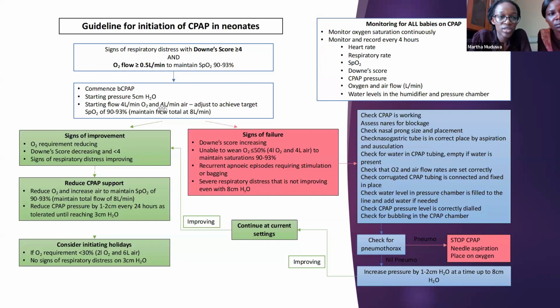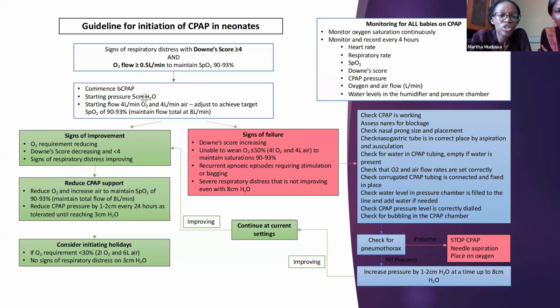This is specific to the machines that we use, and it could vary with the kind of CPAP that you're using. If you then come back after a while and find that the baby is still saturating above 95, like we saw in our case on the third review, you reduce this further down to 1 liter of oxygen and 7 liters of air, and you still titrate. So it's a continuous thing. You change some of the settings and you monitor.